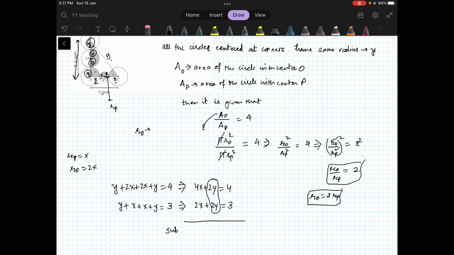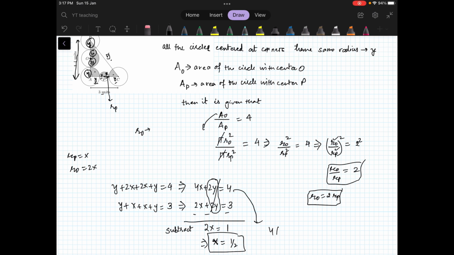So you subtract here. So what you get, this cancels. So you have 2x is equal to 1. So that gives you x is equal to half. So we get the value of x. Now you can put it here to get the value of y.